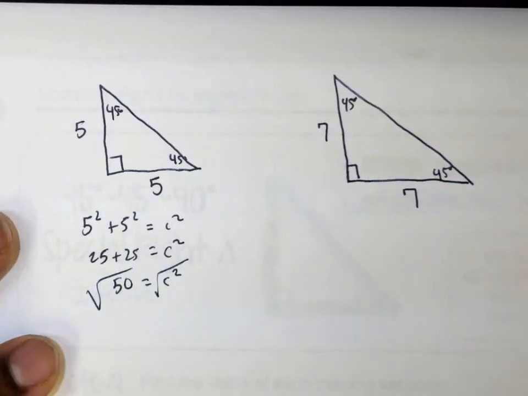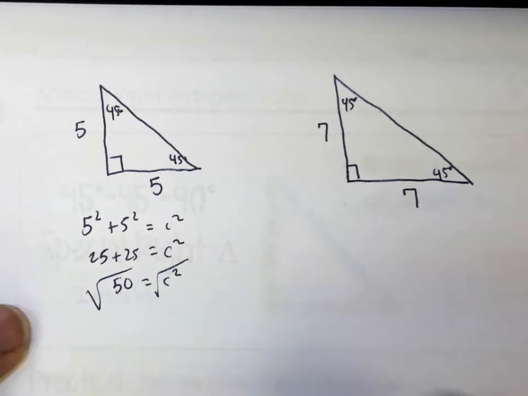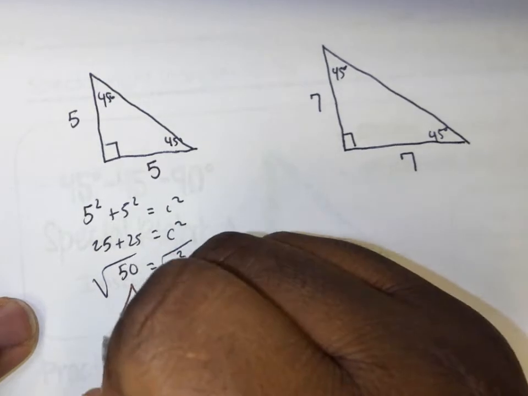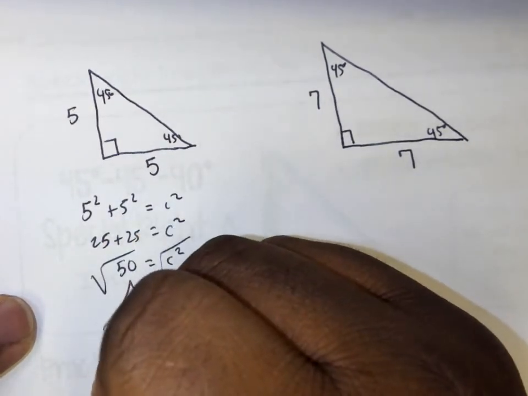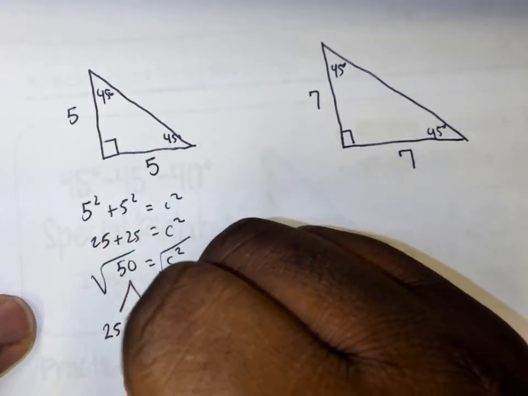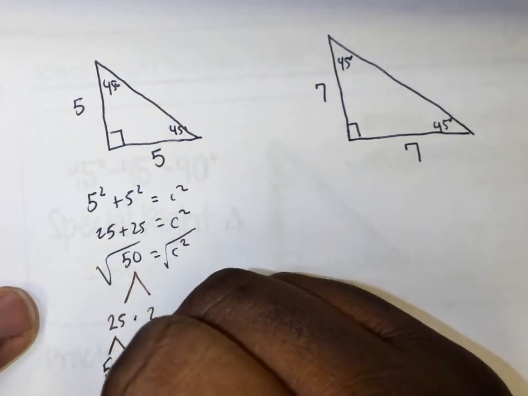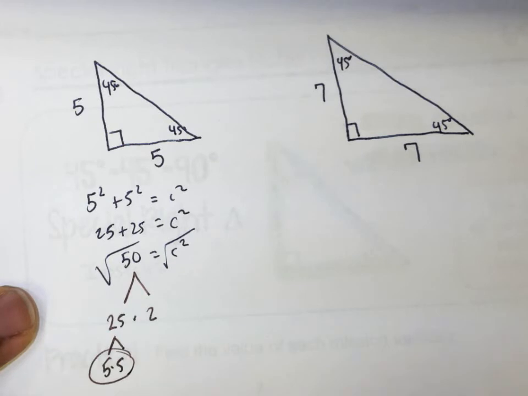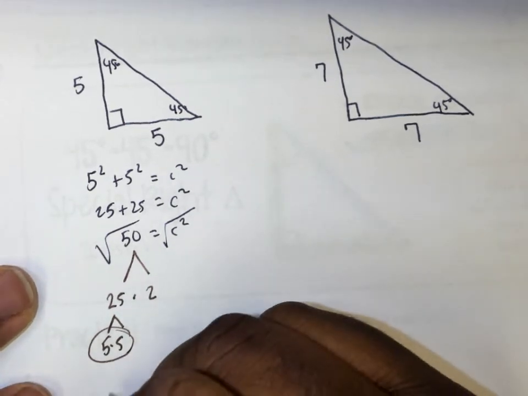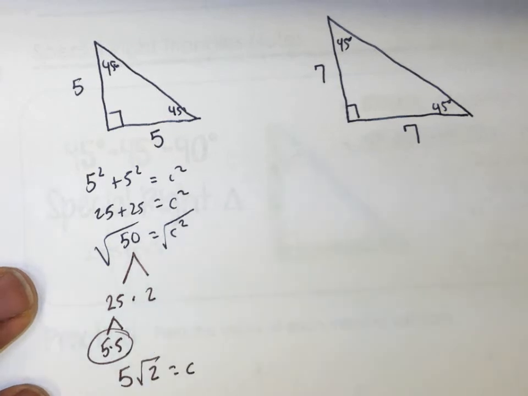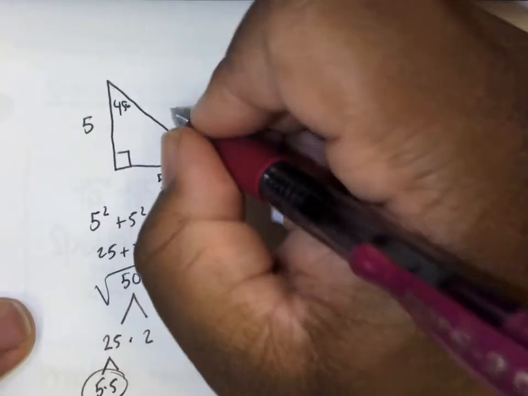And then at that point, you would get a decimal if you put this in the calculator. Can't give me decimal form though. You have to break this down. Breaking it back down, I know that 25 times 2 would give me 50. And then 5 times 5 would give me 25. Double 5's there. We're bringing that out. I get 5 square root 2 as the length of c. So my hypotenuse would be 5 square root 2.